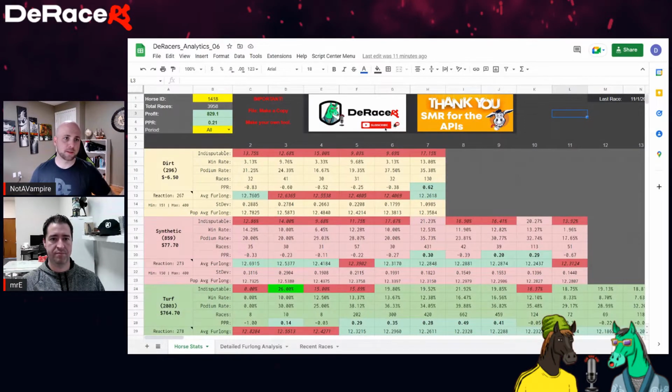So starting things off, I want to bring in our public tool, which we call the DeRacers Analytics. You might notice at the top left, it is now up to 0.6. So for the new people here, always make sure to go back to this original link anytime you hear about tool updates and make a copy. The one that you see right there is just the public one.